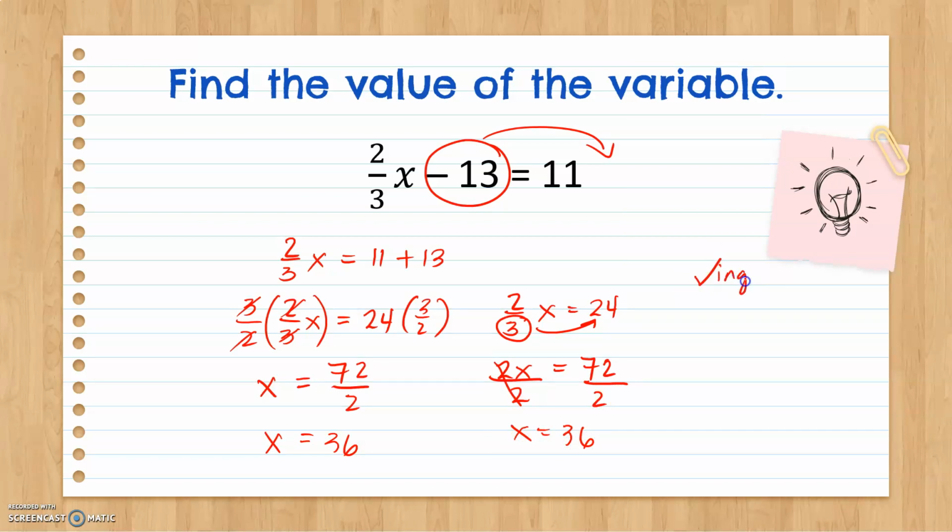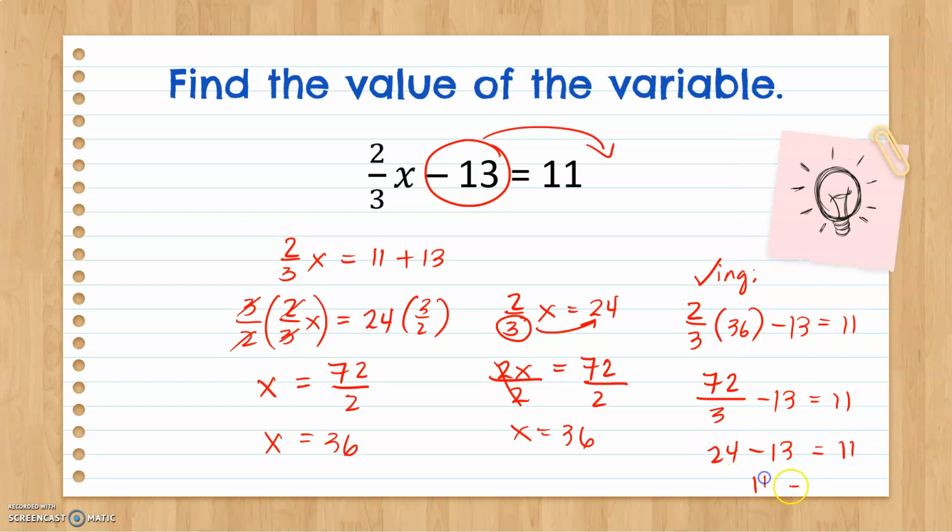To check if our answer is correct, we substitute 36 to our original equation. And that is 2/3 times 36 minus 13 is equal to 11. Okay, 2 times 36 is equal to 72 over 3 minus 13 equals 11. 72 divided by 3 will give us 24 minus 13. That is equal to 11. Since both sides are equal, that means the value of x that we got is correct.